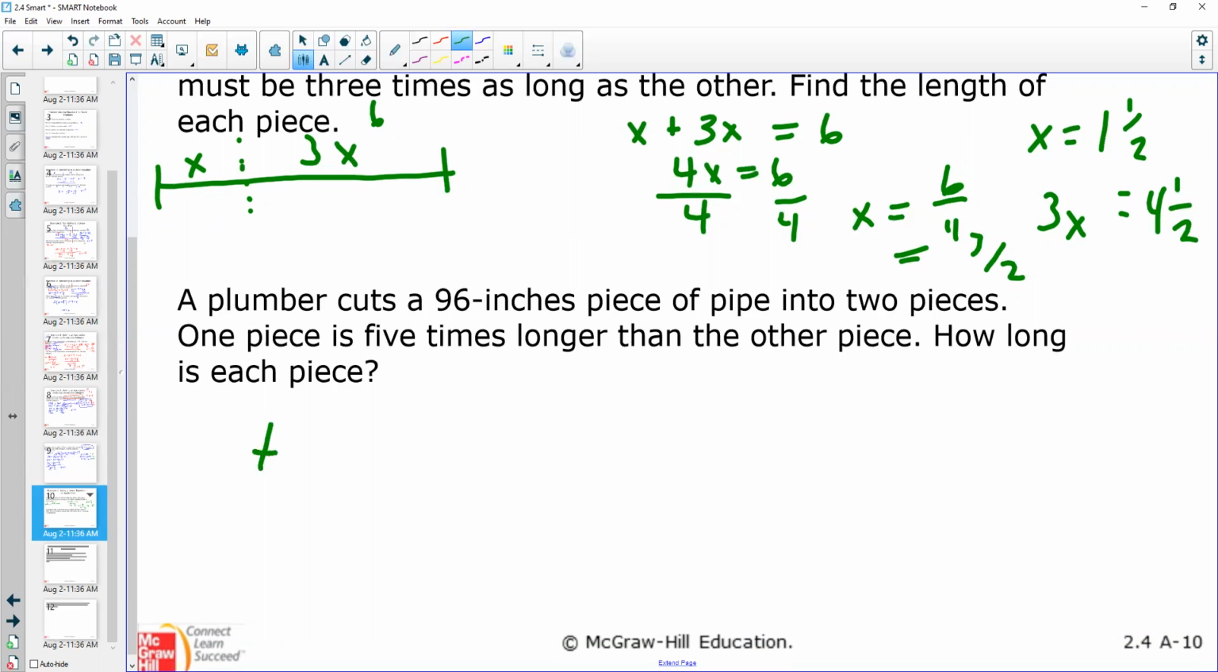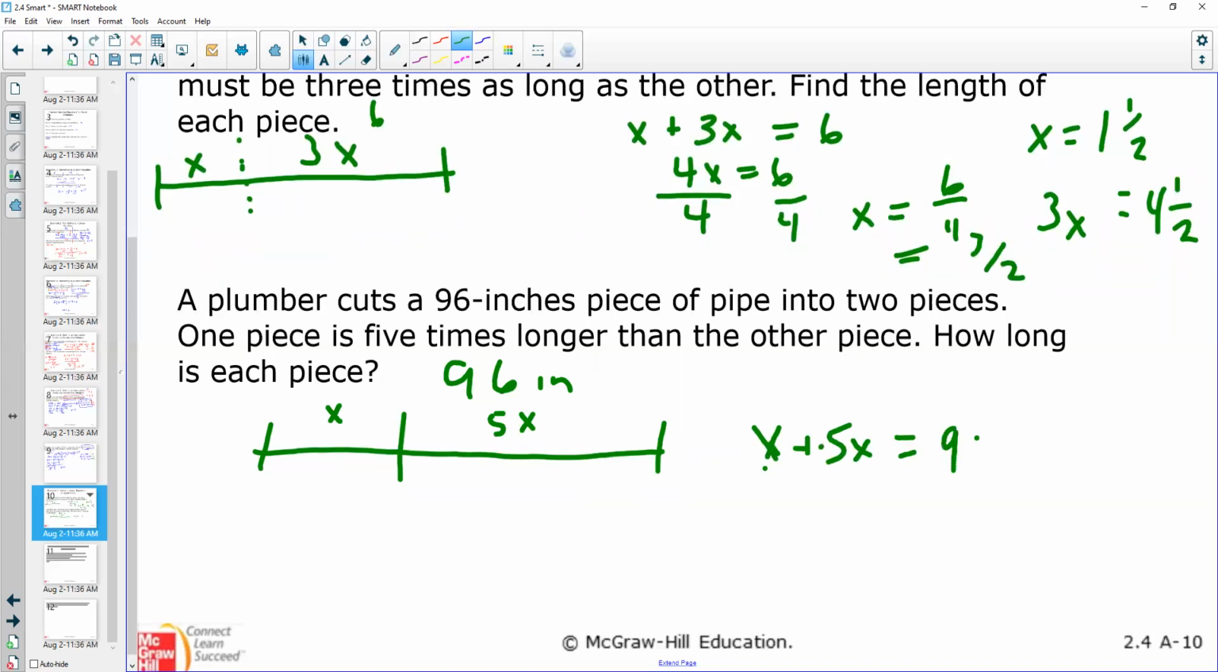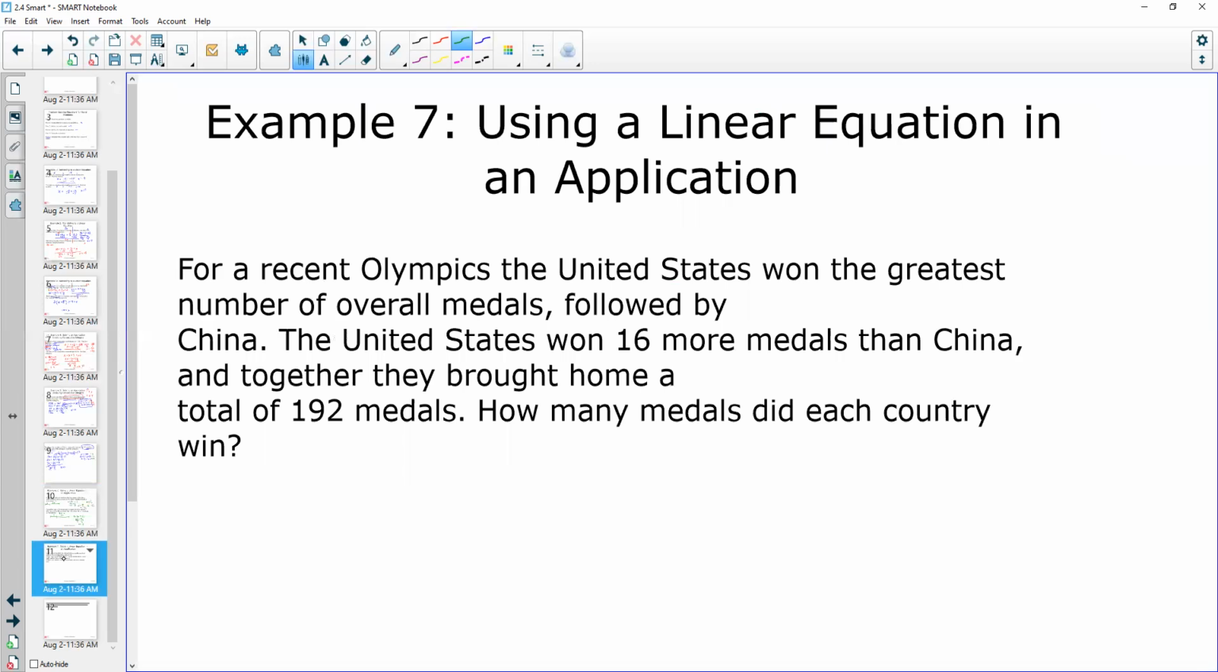All right, let's draw the picture. So it's 96 inches long. 2 pieces, so 1 cut. This one is X. This one is 5 times longer than X. That's all. So X plus 5X equals 96. 6X equals 96. Divide by 6. X is, I don't know, 12? 16. Goodness. Okay, so one piece is 16, the other is 5 times 16, which is 80. Got it.